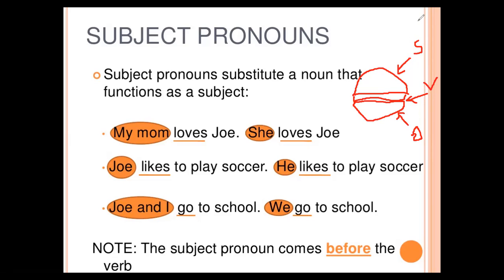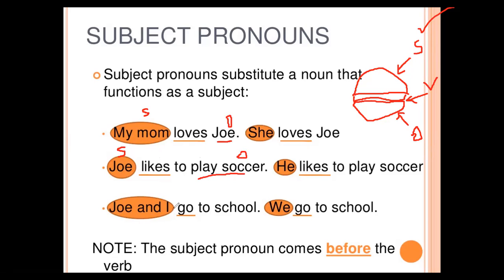So in English, if I want to make a sentence, the first thing that comes at the beginning is the subject. Then after the subject, we put the verb. And then after the verb, we have the object. What does it mean, the object? It means who I make the action for. For example, my mom loves. Loves who? Loves Joe. So Joe here is the object, and mom is the subject. Why? Because she is the one who loves. Like Joe likes to play soccer. Joe is the subject. What he likes? He likes to play soccer. Play soccer is the object.